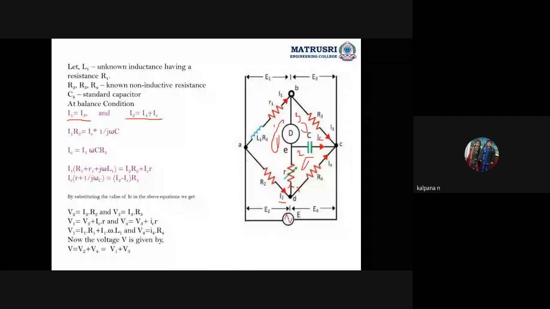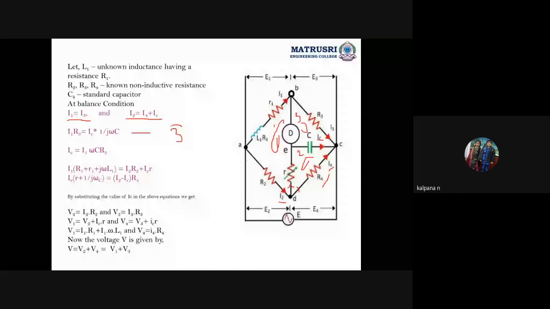Okay, so I2 is equal to IC plus I4. I4 is the current flowing through the R4 resistance. Okay, clear? First point is what? I1 is equal to I3 and I2 is equal to I4 plus IC. Okay, and next here in this loop, third loop.